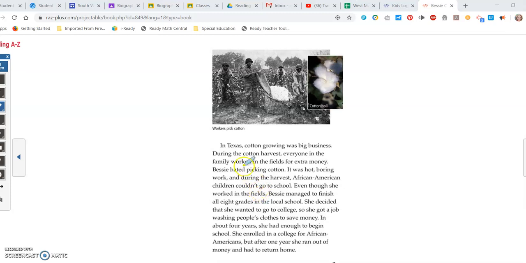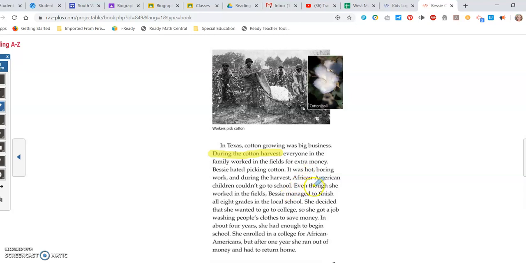On this page, it talks about her when she's living in Texas and growing up on a cotton farm. In Texas, cotton growing was big business. During the cotton harvest, everyone in the family worked in the fields for extra money. Here is a really good transitional phrase, during the cotton harvest. And it gives a reason why she did not like picking cotton.